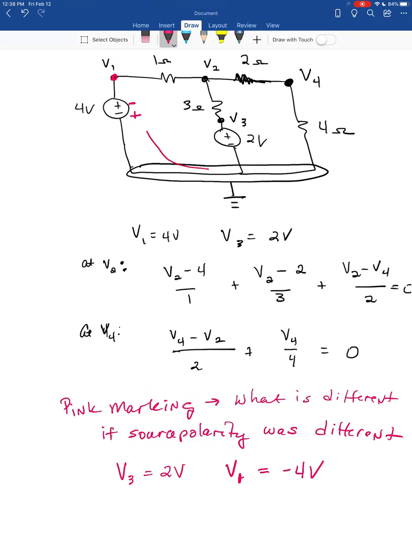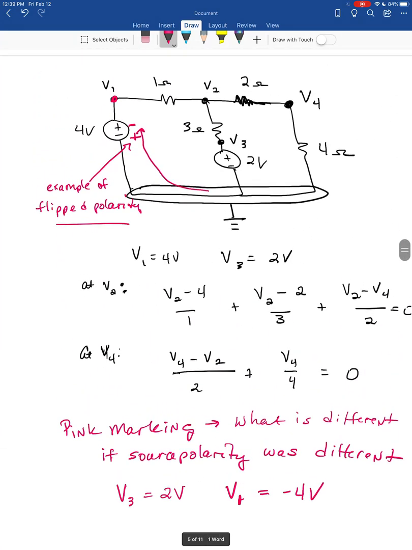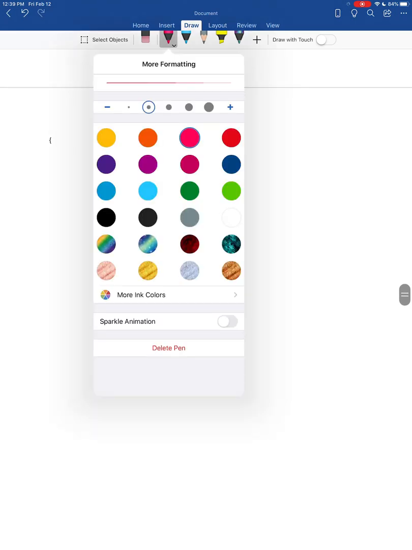If you look at the case with the pink polarity, you're actually dropping as you go from ground to V1. So this is an example of flipped polarity. That way, for those of you that don't want to watch the video a second time but want to look at the notes, you'll know what you're looking at. Okay, so pretty straightforward. Once again, no real big issues there.